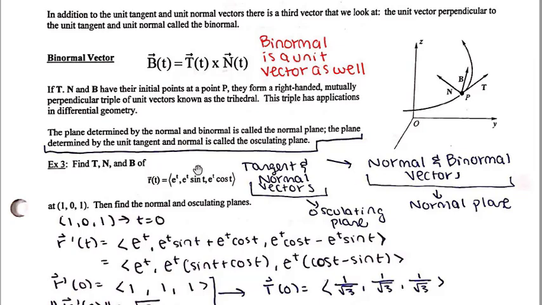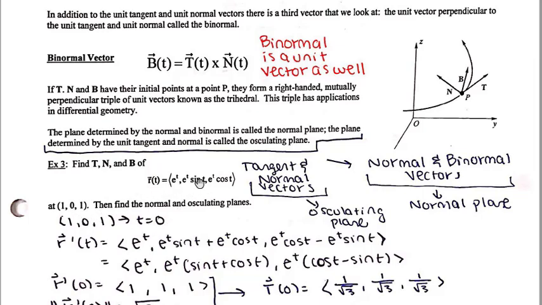So to wrap it all together, to practice making each of these vectors, I'm giving you a function here, e to the t sine t, e to the t cosine t. And I've given you the point 1, 0, 1. Now, that point is not good enough for us to plug in here because none of those values are t. So in order to find that, I need to take a look at each component. What value would make e to the t equal to 1? Well, 0.